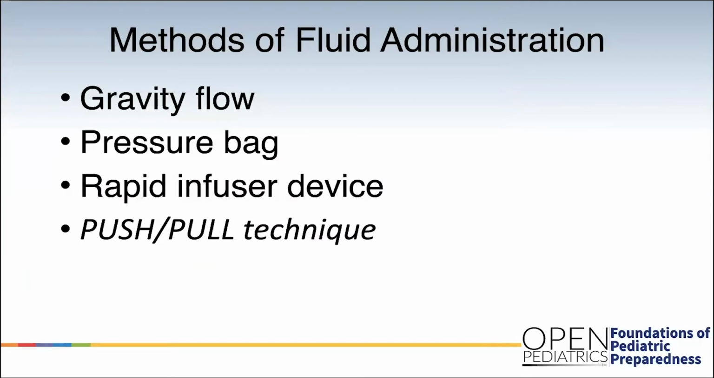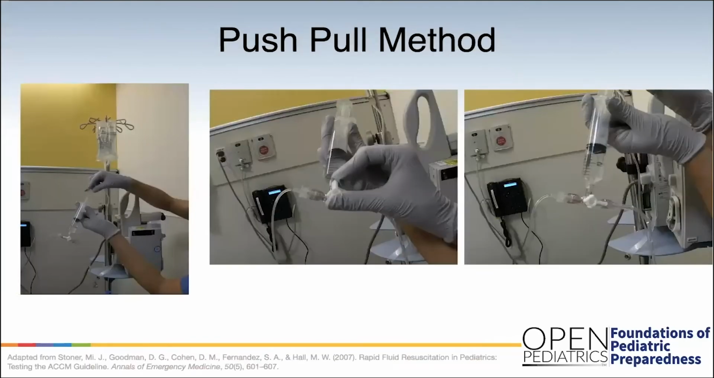There are multiple ways that we as an emergency team can administer IV fluid to a pediatric patient in shock. Gravity flow, pressure bag support, rapid infuser device, and the push-pull methods all can be used. The push-pull technique can be used and lead to not only rapid but precise administration of IV fluids, as it is much easier to know the exact volume delivered to the pediatric patient. The push-pull method requires a single provider and a single syringe.